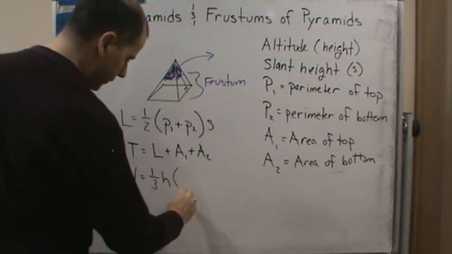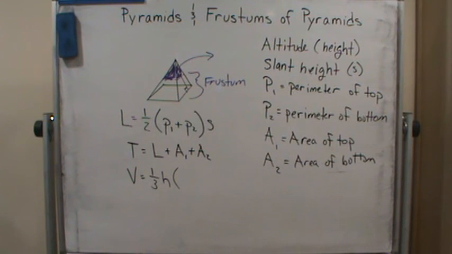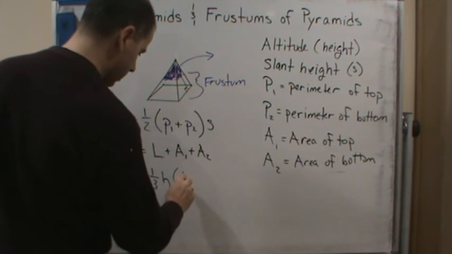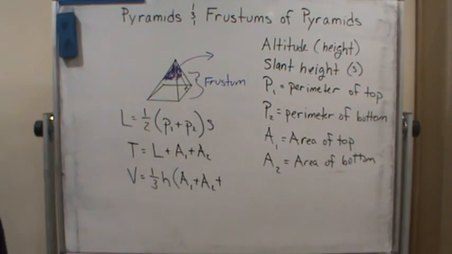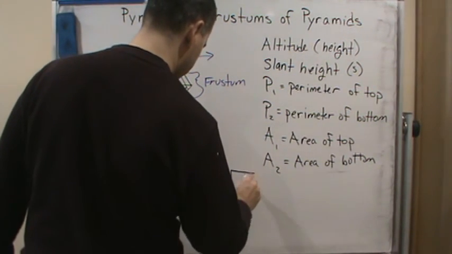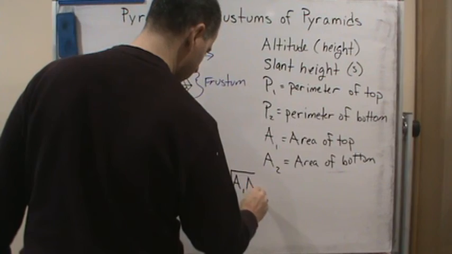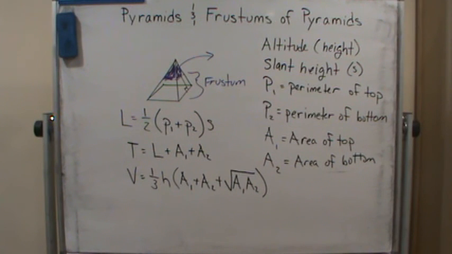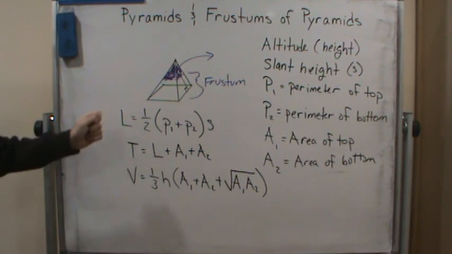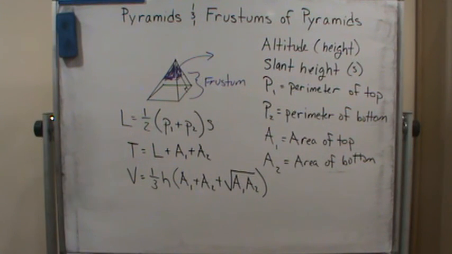And then it's just going to be area 1 plus area 2 plus the square root of the product of the two. And those are the formulas. So these are what we're going to use when we want to find the lateral surface area, the total surface area, or the volume of a frustum.